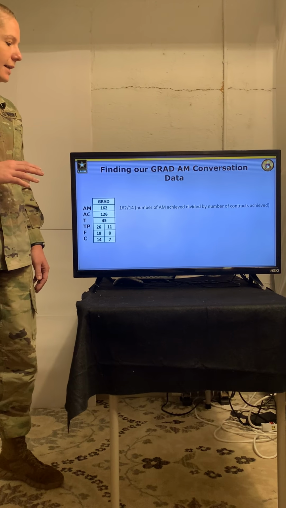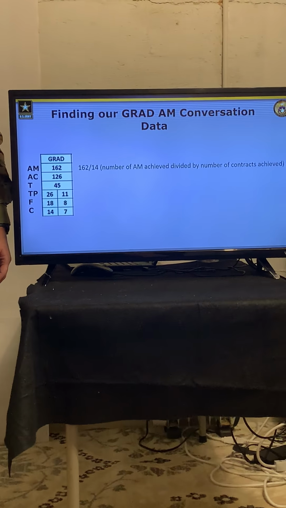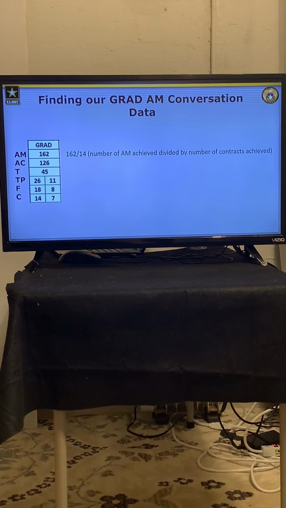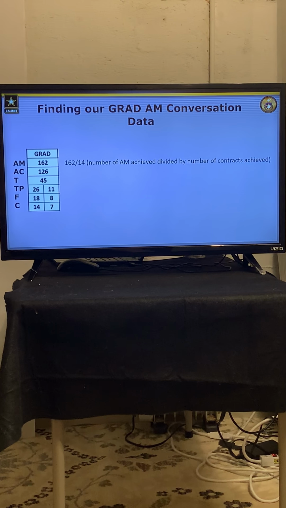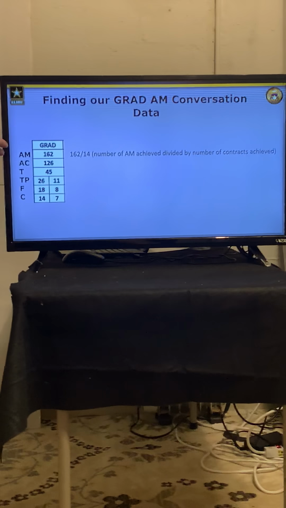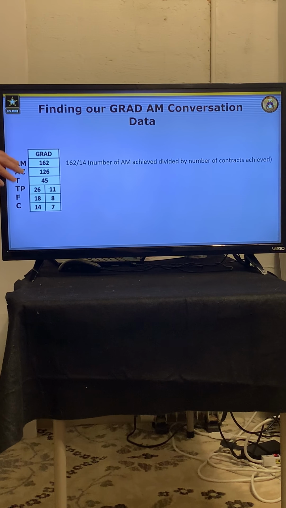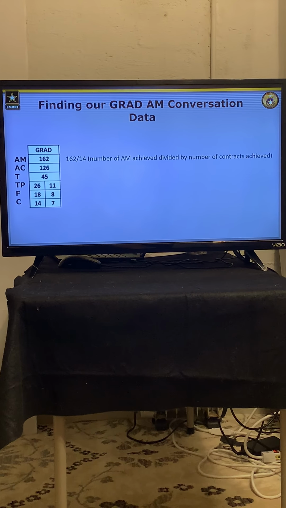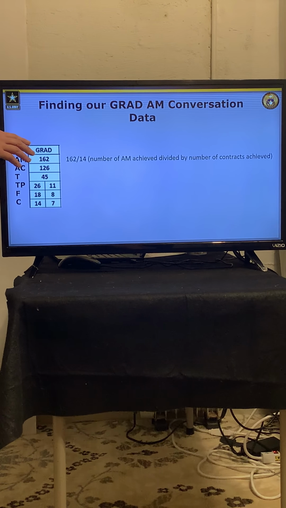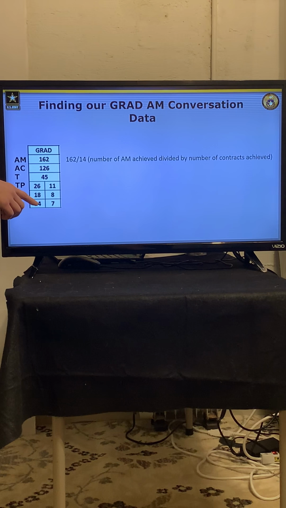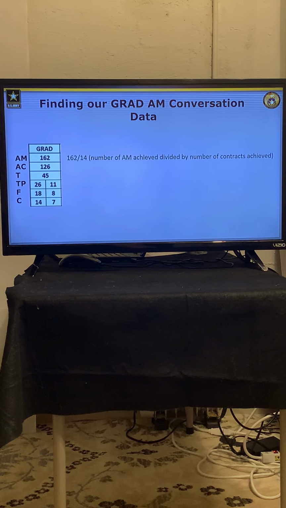Next, like I said, we're going to focus on our grad conversion data. To find our grad conversion data, we're going to start at the top with our appointment makes. We had in the last 90 days 162 grad appointment makes in our station. Out of those 162 appointment makes, that gave us 14 grad enlistments, grad contracts.